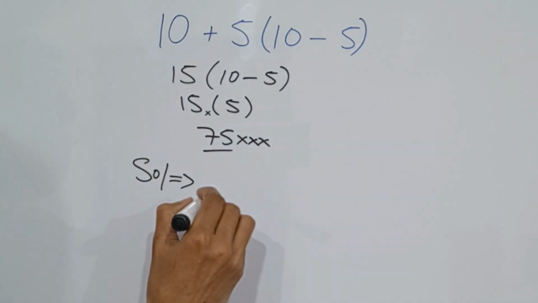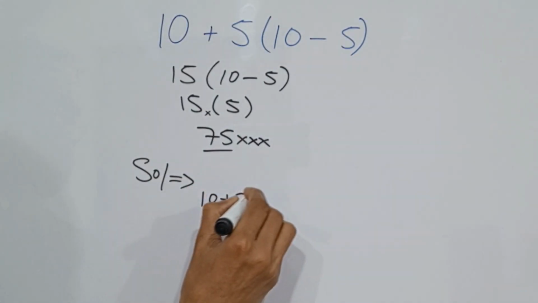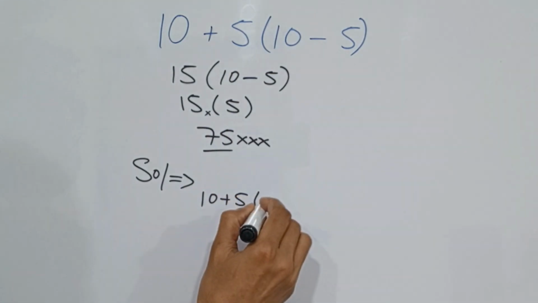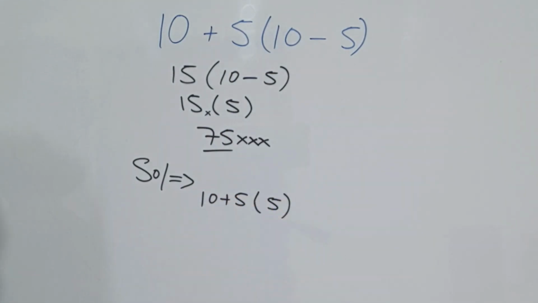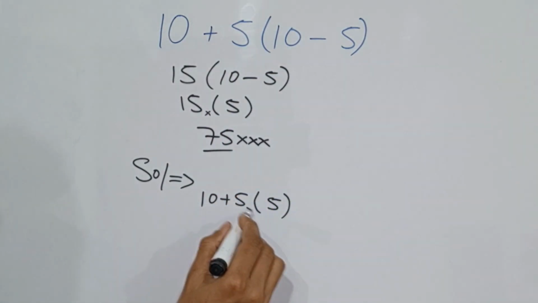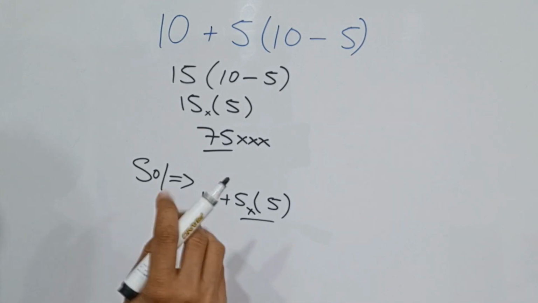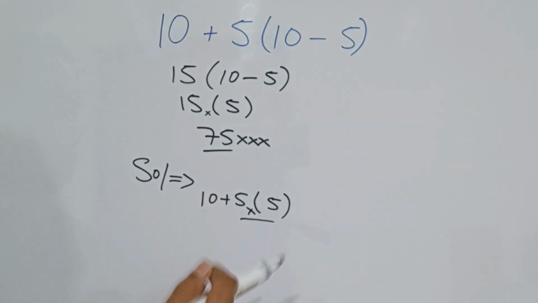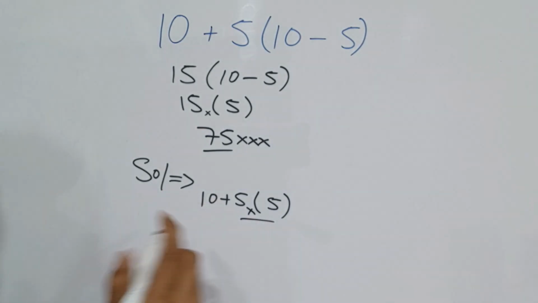10 plus 5 and 10 minus 5 equals 5. Now here is multiply. So multiply first, multiplication and division from left to right. Then addition and subtraction from left to right.